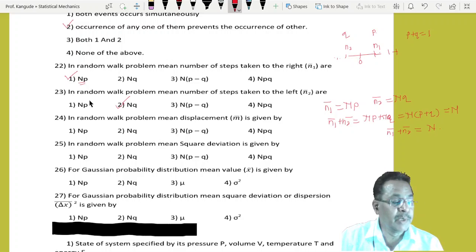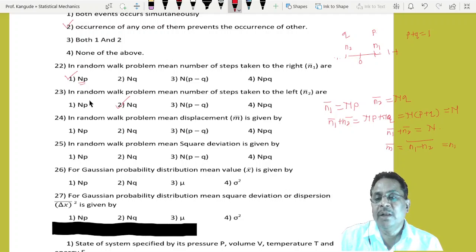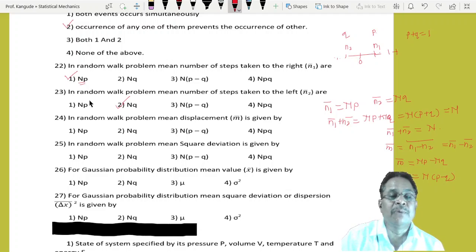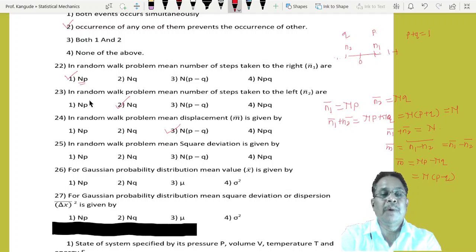Now the mean displacement is given by m bar equal to n1 minus n2, or the average of this. Statistically we can write this as n1 bar minus n2 bar. So if I use the earlier relations for n1 bar and n2 bar, the mean displacement can be given by np minus nq, and therefore the final answer will be n into p minus q. So this is the expression for mean displacement, and therefore the correct answer of question number 24 is n into p minus q.